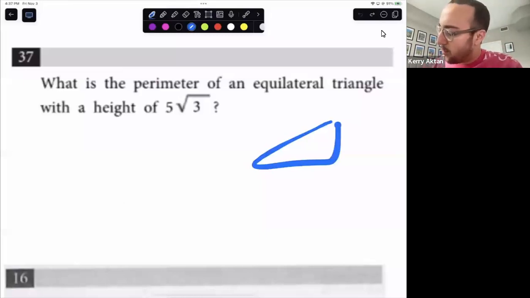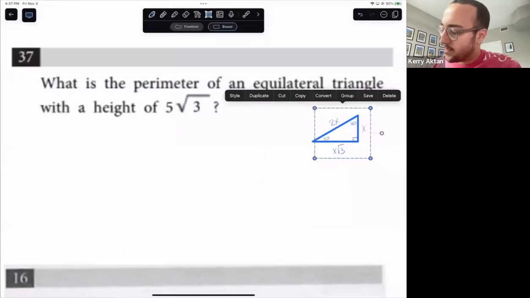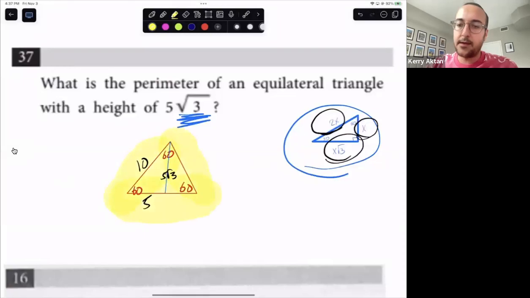At which point, if the height was 5 root 3, this is 5 and this is 10. Remember, it goes x, x root 3, 2x. 10, 10, 10 is 30. Beautiful. That's 30, 60, 90.